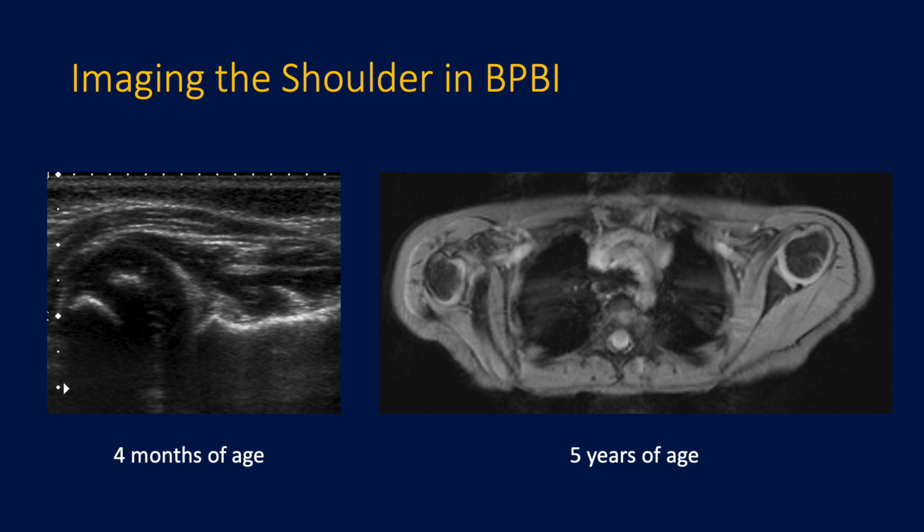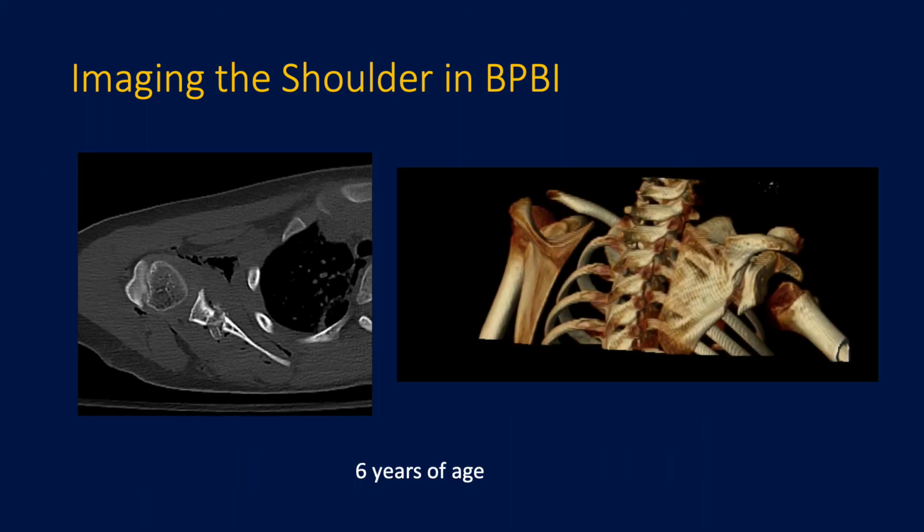In summary, the imaging evaluation of the shoulder in children with brachial plexus birth injury can include ultrasound evaluation of the cartilaginous humeral head and its position relative to the glenoid, both in static position and dynamically as the shoulder is moved from internal rotation through external rotation. As children get older and assessment of the shape of the glenoid and the position of the humeral head is no longer possible by ultrasound, we can use MRI for assessment.